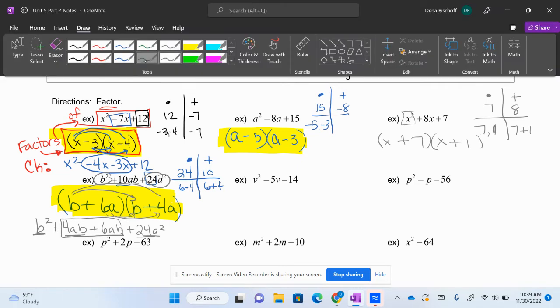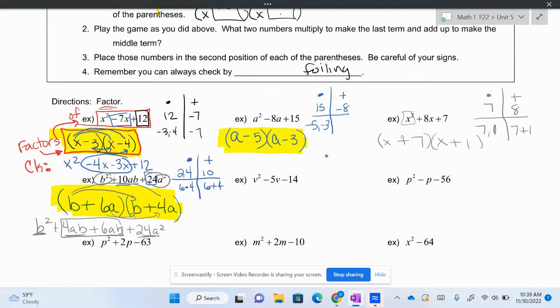All right, so we're going to continue doing this. So what two numbers can I multiply together to equal negative 14? And when I add them, I get a negative 5. Let's see. Well, that looks like negative 7 times positive 2. That equals negative 14, and negative 7 plus 2 gives me my negative 5. So V minus 7, because it's a negative 7, times the quantity V plus 2.